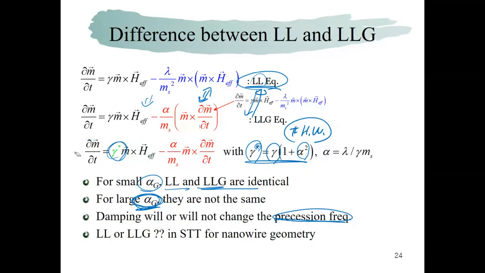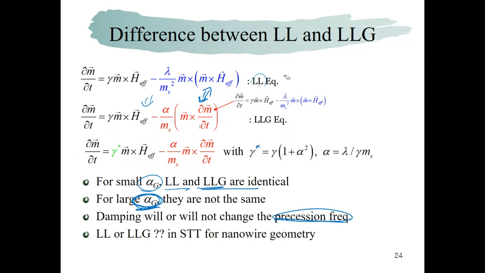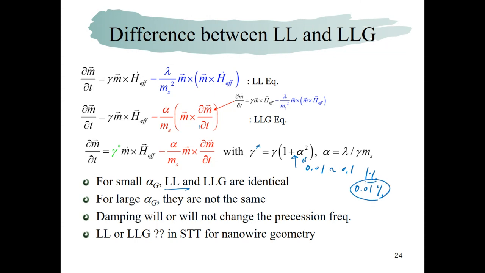Then what is the correct one physically? Unfortunately, experimentally, it is not easy to determine the difference because the damping term is always 0.01 or maybe 0.1, something like that. So that means they generate only a 1% error or 0.01% error. Experimentally, it is very difficult to distinguish them. So in the sense of the experiment, they are almost identical.